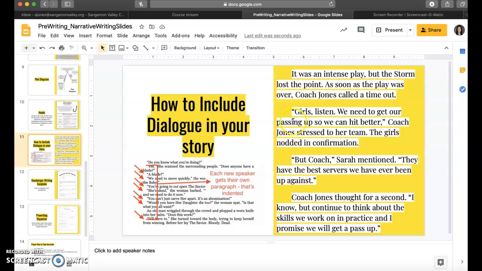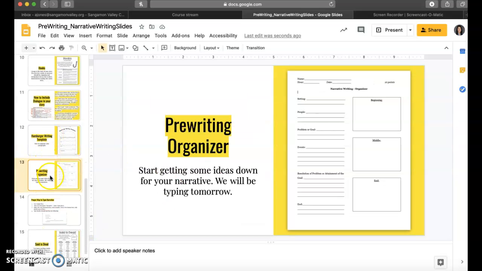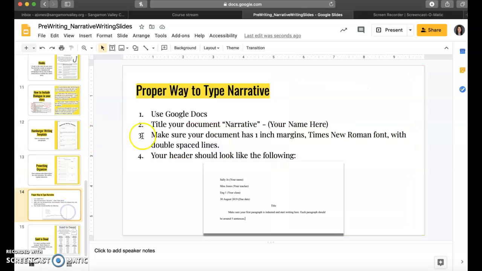How to include dialogue in your story. Okay, here are some examples for you. Each new speaker should get their own paragraph that's indented. Take a look at my examples for commas and quotes. Okay, and then some other speaking words. These are a couple of resources that are going to be available to you.